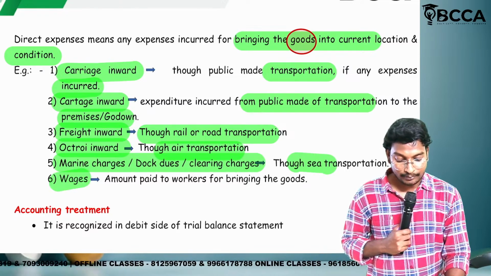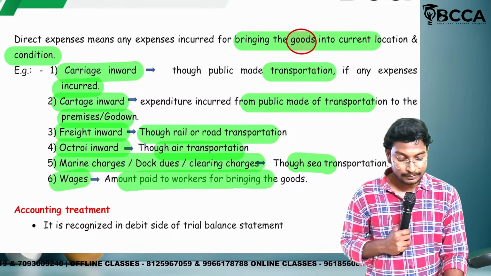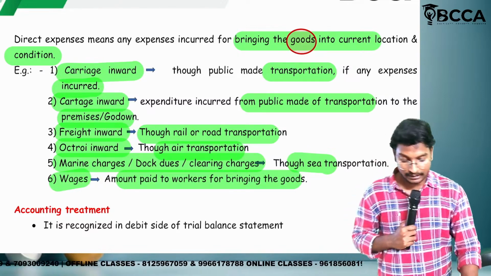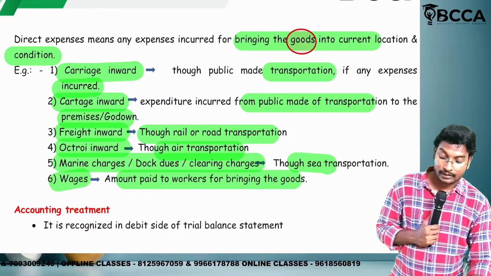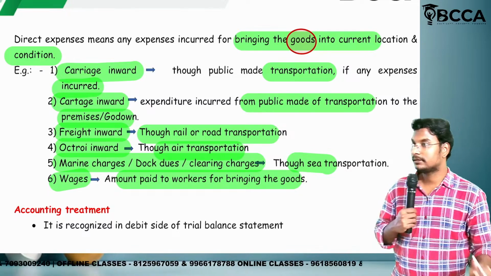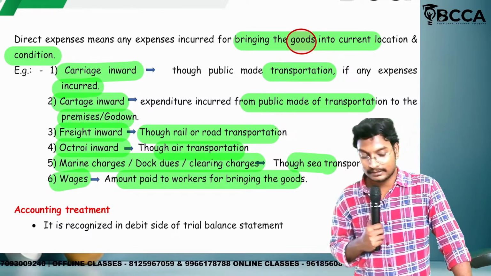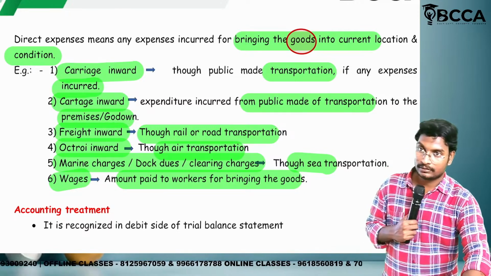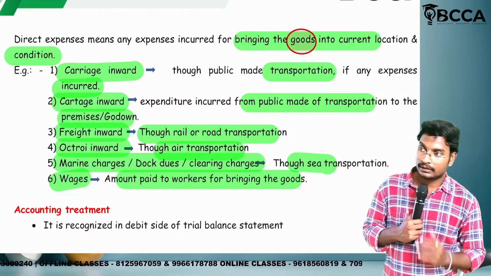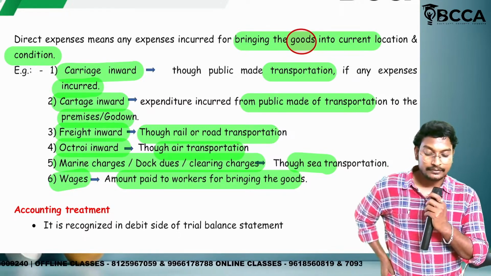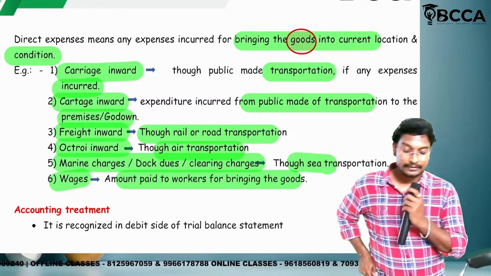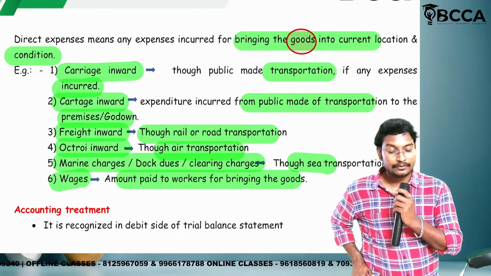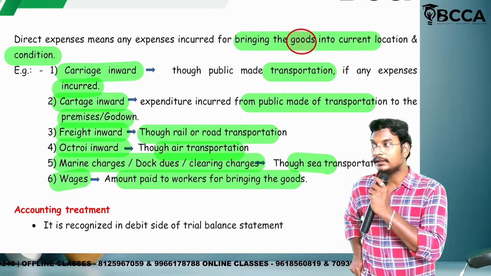Wages means the amount paid to the workers for bringing the goods. Cartage means shorter distance. Cartage means what? Shorter distance. Carriage means long distance. In normal words, cartage means shorter distance, carriage means long distance. So what is the meaning of direct expenditure? Expenditure incurred for bringing the good into the current location or condition.